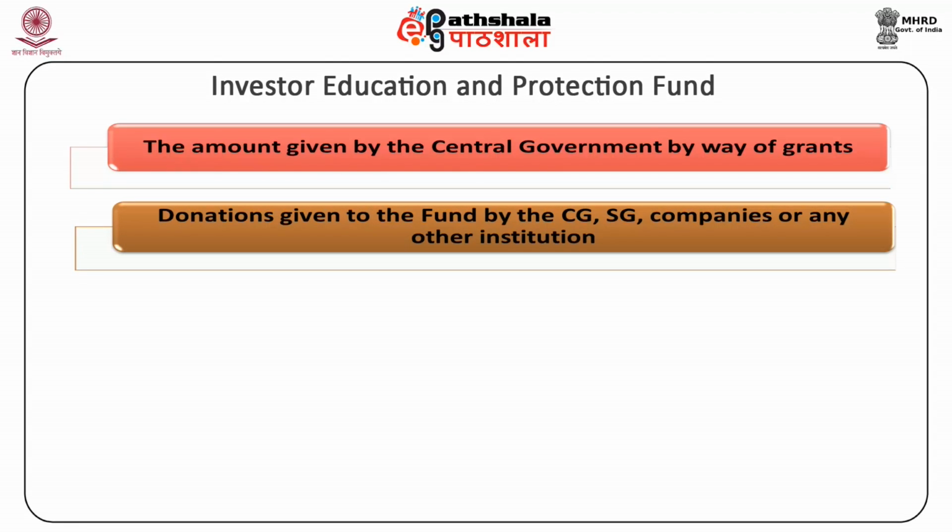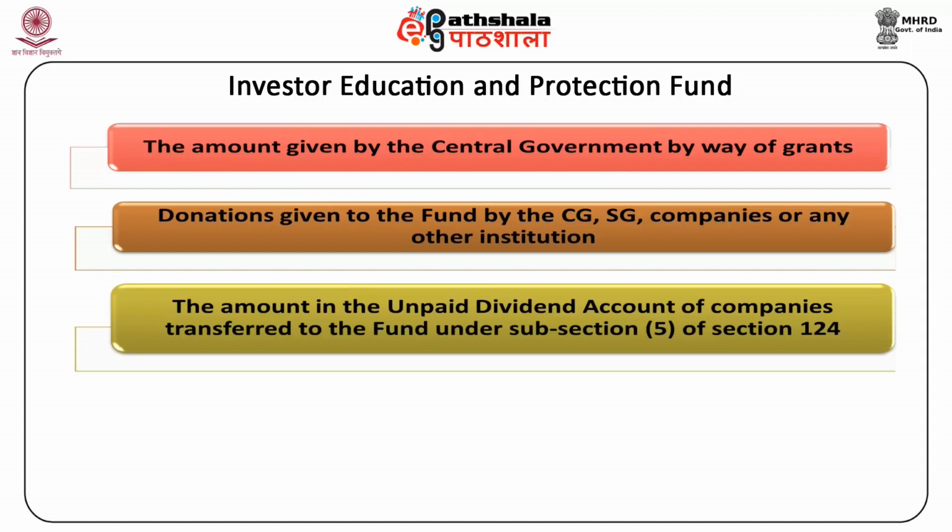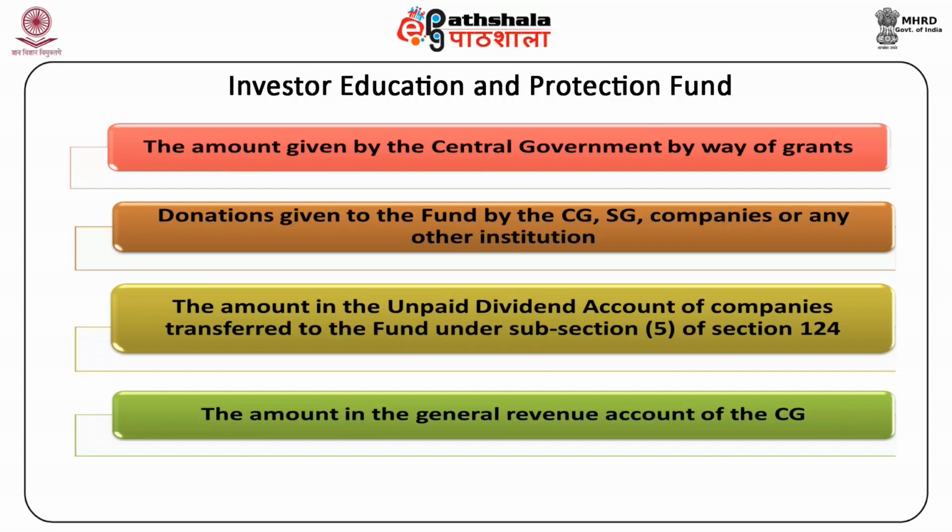B. Donations given to the fund by the central government, state governments, companies, or any other institution for the purposes of the fund. C. The amount in the unpaid dividend account of companies transferred to the fund under subsection 5 of section 124. D. The amount in the general revenue account of the central government which had been transferred to that account under subsection 5 of section 205A of the Companies Act 1956, as it stood immediately before the commencement of the Companies Amendment Act 1999, and remaining unpaid or unclaimed on the commencement of this Act.